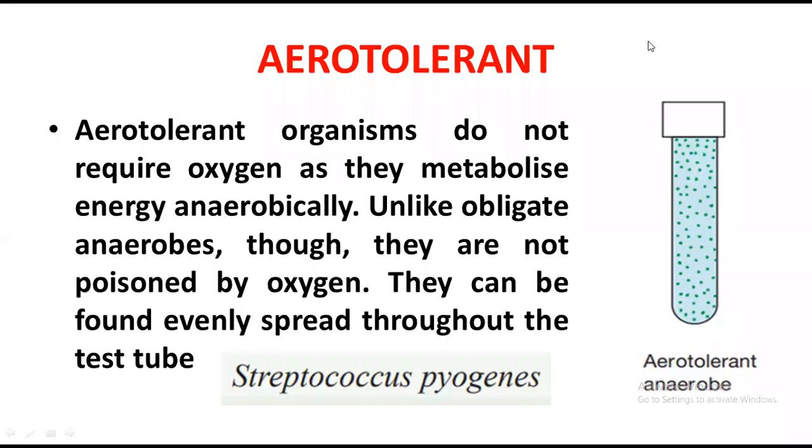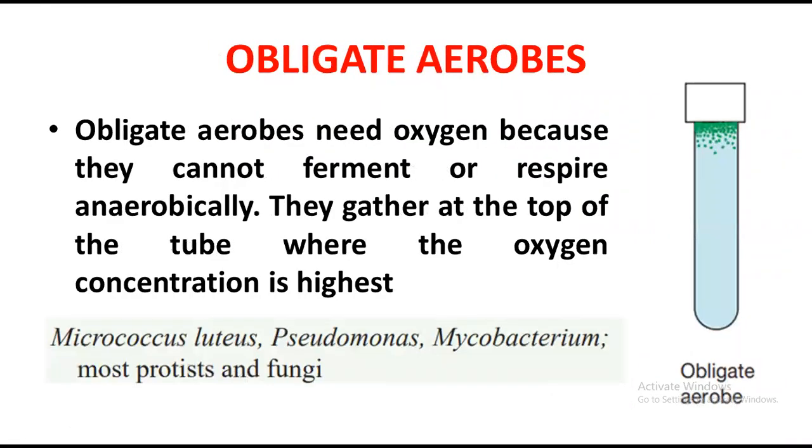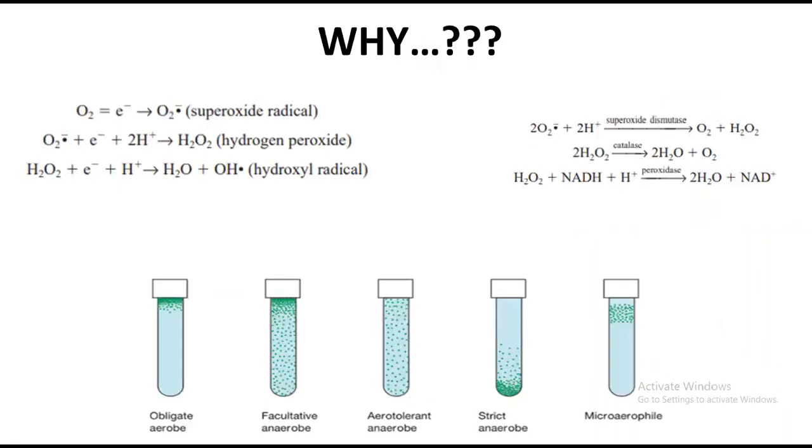So this is the definition of aerotolerant. Now these were the 5 categories of microorganisms that are classified on the basis of oxygen concentration. Now here we come to the reason why these microorganisms show different flexibility, different responses to the oxygen concentration. This is the main important part of the video.